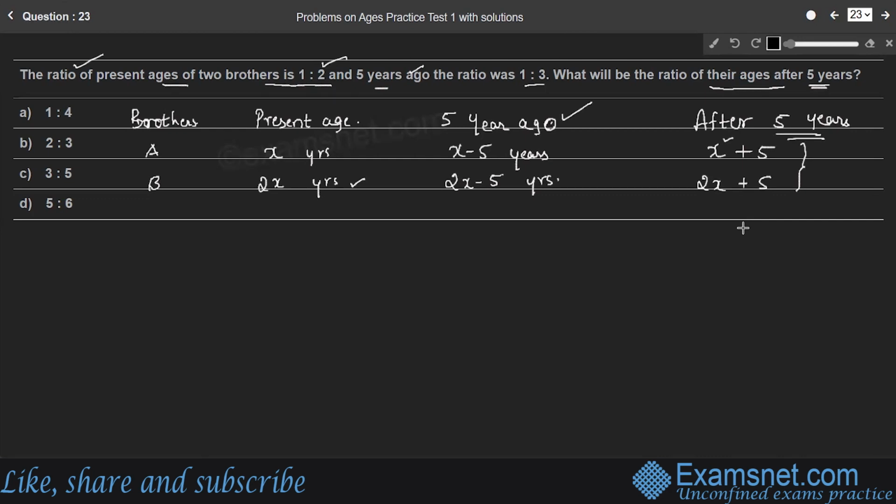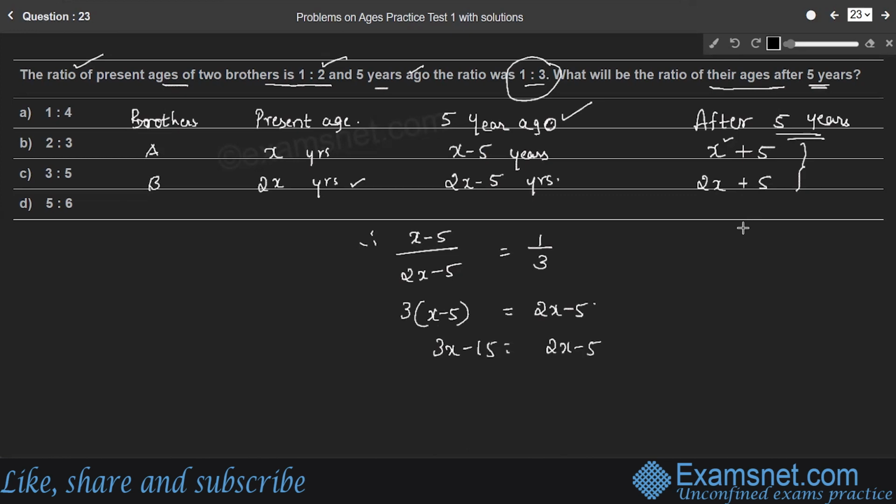We'll consider their ages 5 years ago, and the ratio given was 1:3 5 years ago. Therefore, (x minus 5) divided by (2x minus 5) is equal to 1/3. Simplify it. So 3 into (x minus 5) is equal to 1 into (2x minus 5). So 3x minus 15 is 2x minus 5. Hence 3x minus 2x, that is x, is minus 5 plus 15, so it is 10. The value of x is 10.